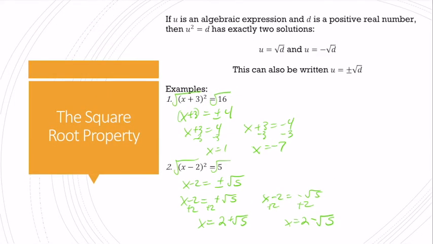Thus, we have completed Chapter 5, and I'm very much looking forward to Chapter 8, where we're going to start to graph and look at the graphs of quadratic equations. By the way, we're skipping 6 and 7. We're going to go to 8, and I promise we'll come back.